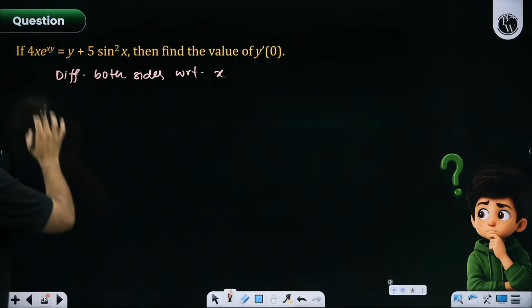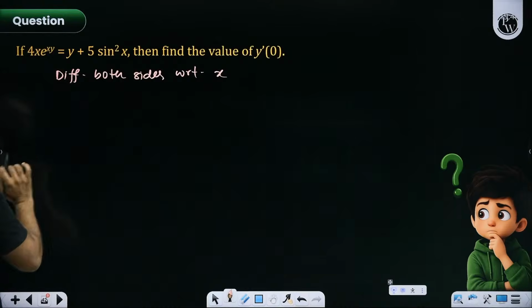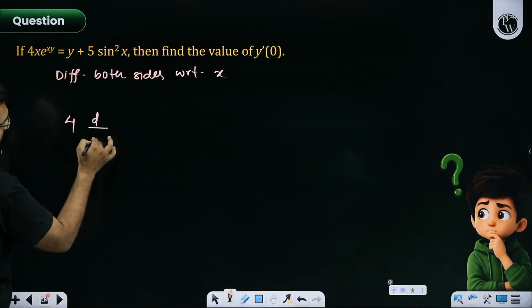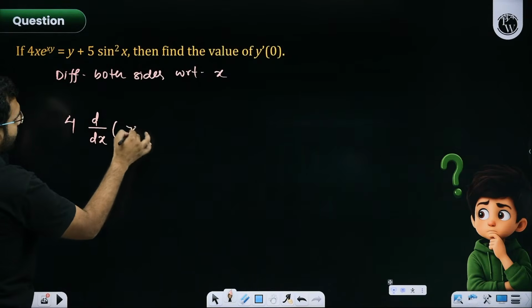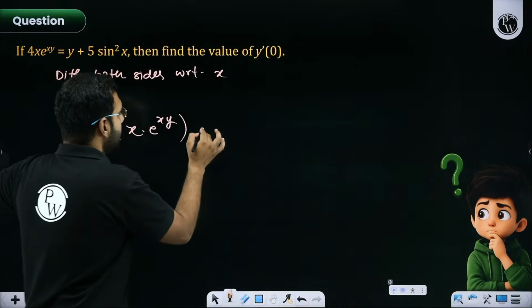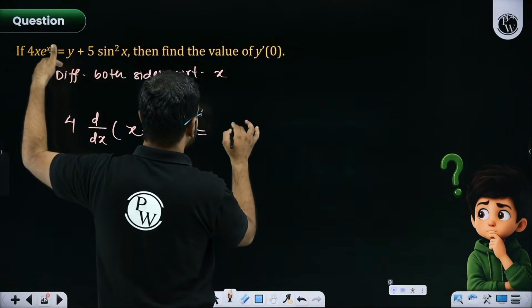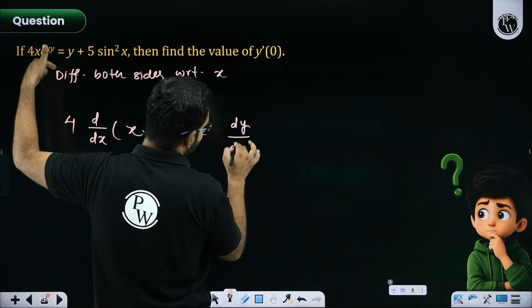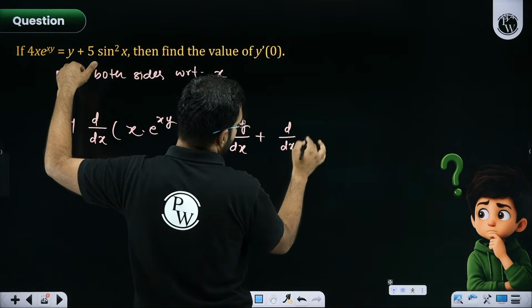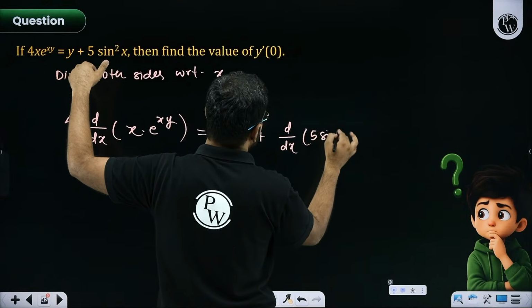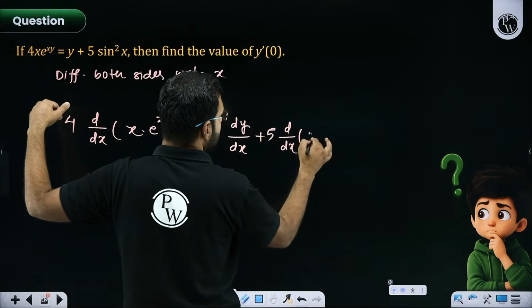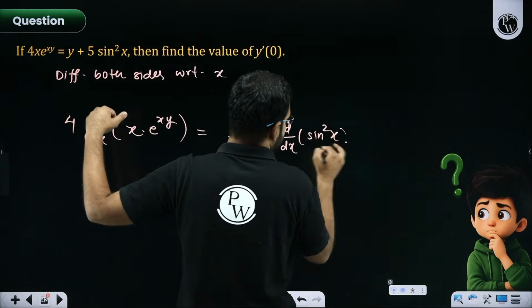So it says 4x e to the power xy. So 4 is your constant. So d/dx of x into e to the power xy is equal to d/dx of this. So it will be d/dx of y, which is dy by dx, plus d/dx of 5 times sine square x, where 5 is of course constant, can be kept outside. So d/dx of sine square x.